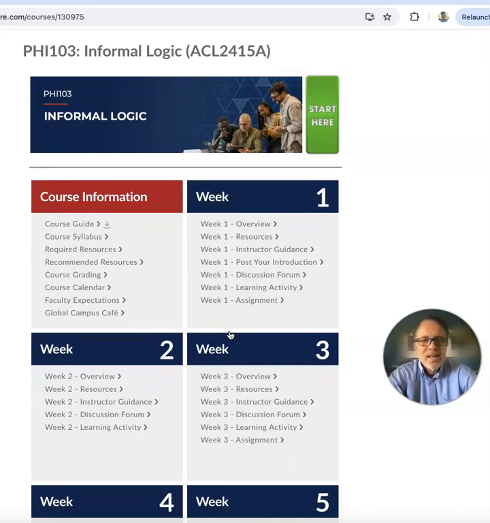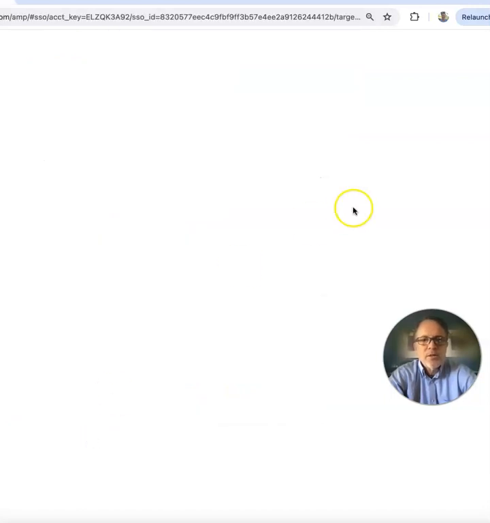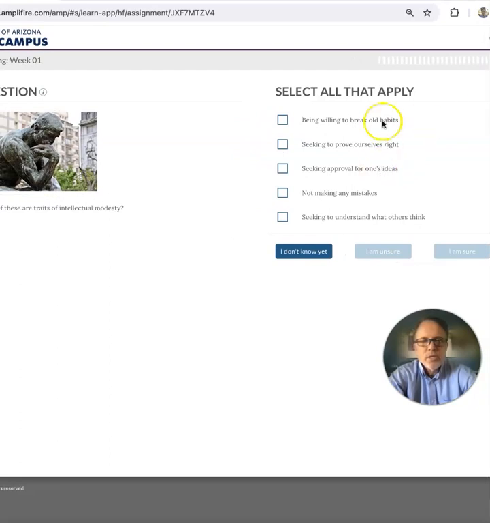You'll also notice that every week has a learning activity. These are modules in a program called Amplifier. Let's take a look at an example. Every week you'll get a series of questions about the content of the week. You can answer in a way that says you're sure, or that you're unsure, or that you don't know.